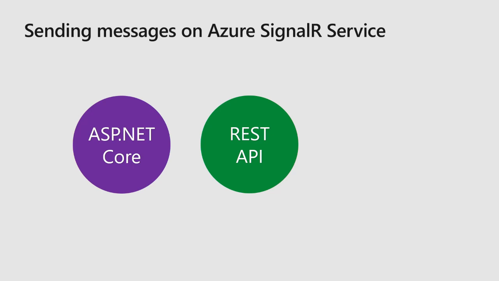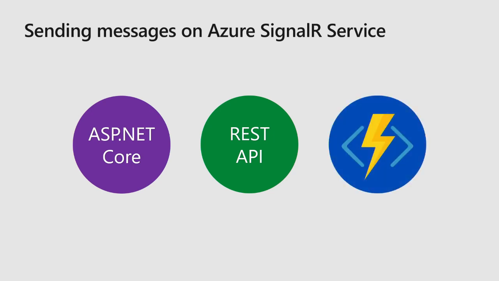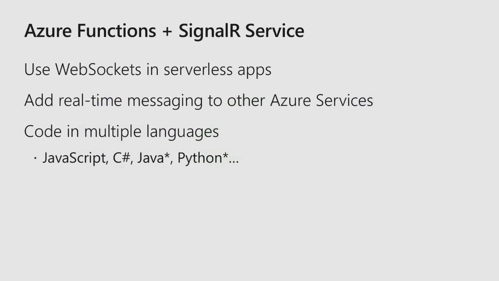And there's also a REST API on the surface. That allows you to basically use SignalR Service from any language that speaks HTTP, so you can send messages from pretty much any application. And lastly, we have a really good integration between Azure Functions and SignalR Service. And that's what we're going to talk about today.